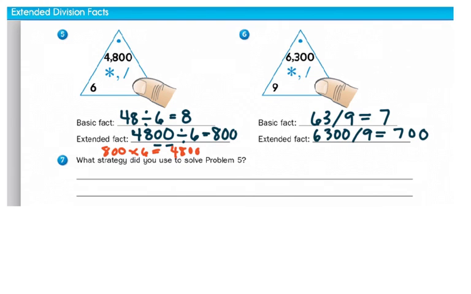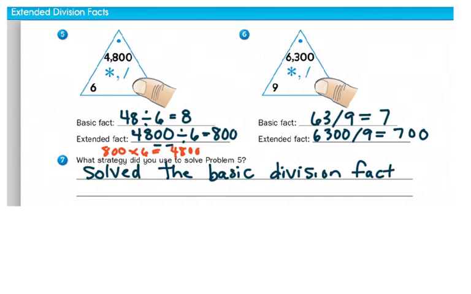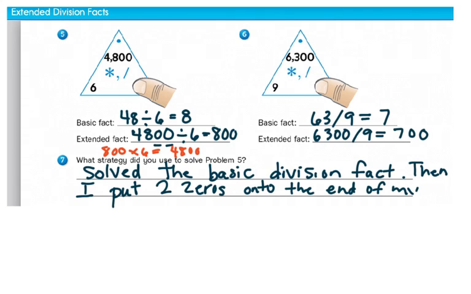What strategy did you use to solve problem 5? Well, I solved the basic division fact. Then I put 2 zeros onto the end of my answer, or remember, we call that quotient. Remember to pause the video if you need more time to write in your response.